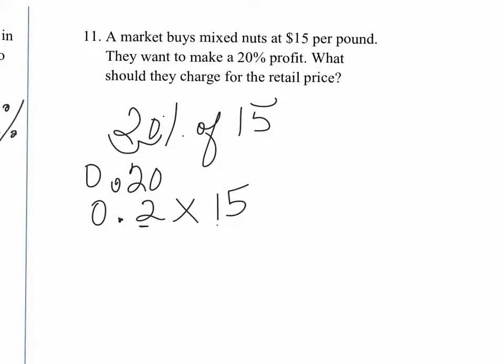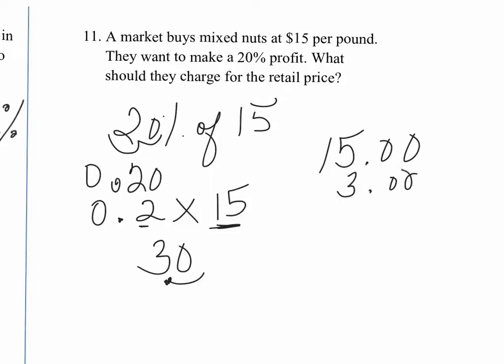2 times 15 is 30 with 1 decimal if you use the 2/10. So $3 is what they're going to make in profit. But you have to add the $15 that they bought the nuts for to the $3. That will tell you what they have to charge to make a 20% profit. So the mixed nuts will cost $18 per pound.